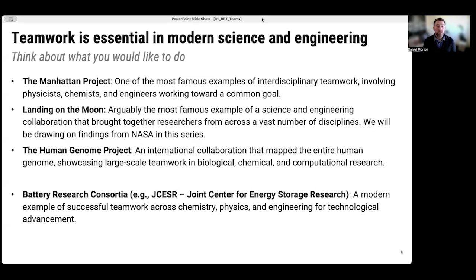Some examples, things like the Manhattan Project, landing on the moon, the Human Genome Project, these would have been quite simply impossible for one person to do or one group to do. They require interdisciplinary input from experts, and the impact is huge. One of the current ones to kind of look at the moment is the work being done on battery energy storage that's super interesting and is bringing together a lot of different disciplines to push this advancement.